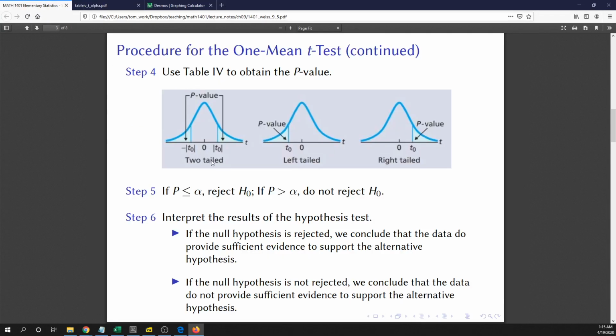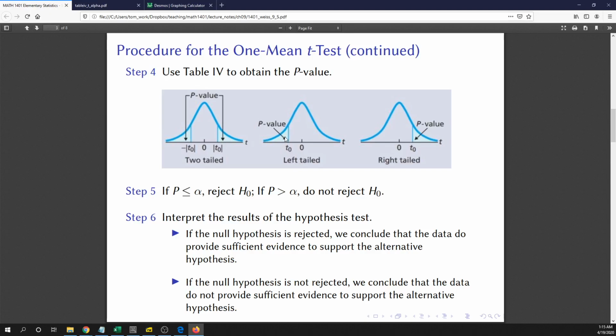If we are running a two-tailed test, then our p-value is going to be the same as before. Whatever our calculated test statistic is, we're going to take the positive version of it and the negative version of it, and then the p-value will be the area to the right of the positive value and to the left of the negative value.